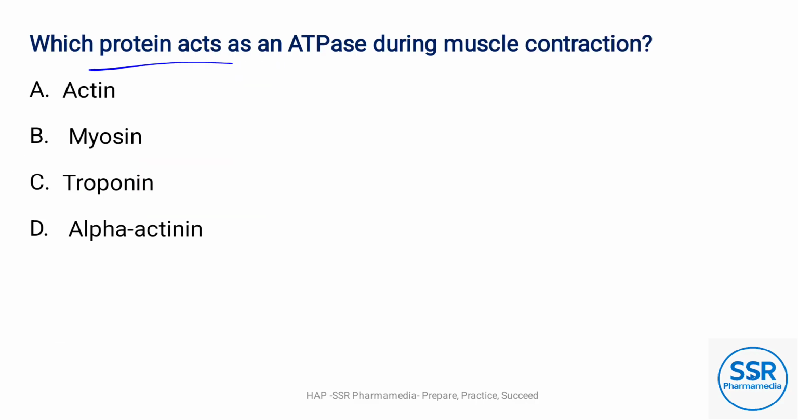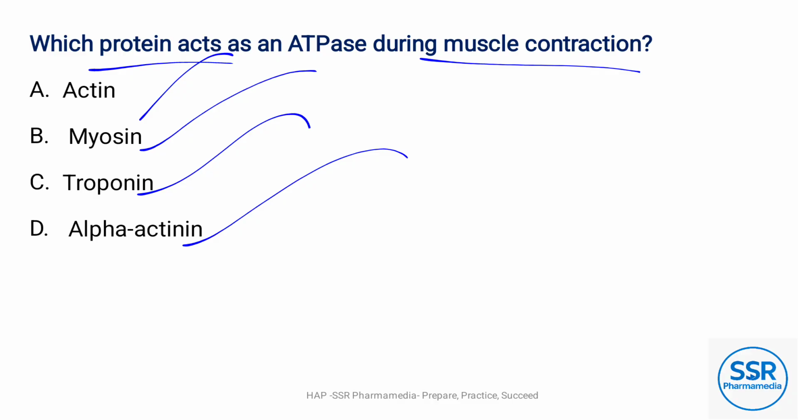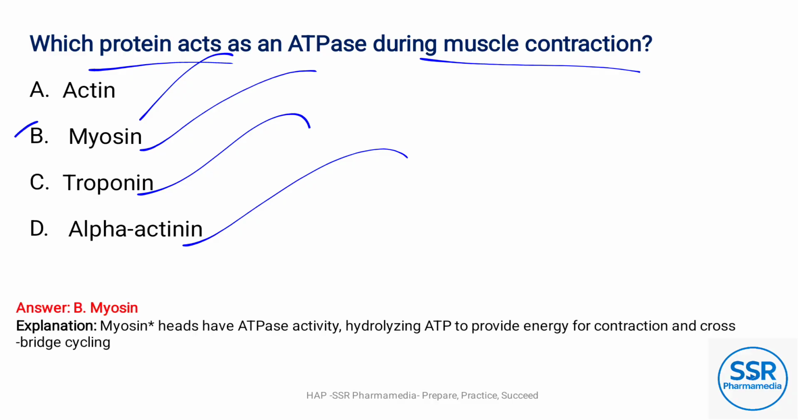Next, which protein acts as an ATPase during muscle contraction? Option A, actin. Option B, myosin. Option C, troponin. Option D, alpha actinin. So the answer is option B, myosin. Myosin heads have ATPase activity, and hydrolyzing ATP provides energy for contraction and cross-bridge cycling.